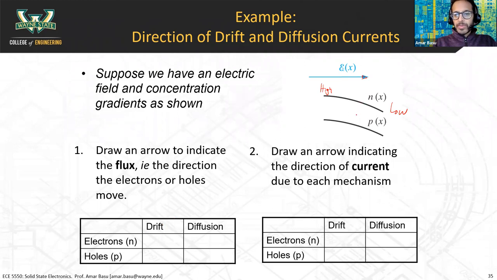So this first one is the flux. We can see that the electric field is moving from left to right. So we'll reason that, okay, electrons, when they drift, they go opposite the electric field. When we talked about drift, holes go in the same direction as the electric field, electrons go opposite the electric field. So we're going to put a left arrow here to show that the electrons are moving opposite the electric field, from right to left. In number two here, we're going to draw an arrow indicating the direction of the current. And what we're going to reason here is, okay, if electrons are moving from right to left, then the corresponding current has to be in the opposite direction, from left to right.